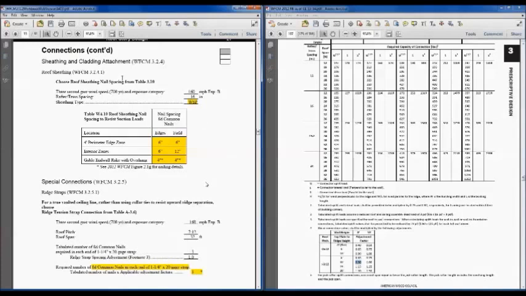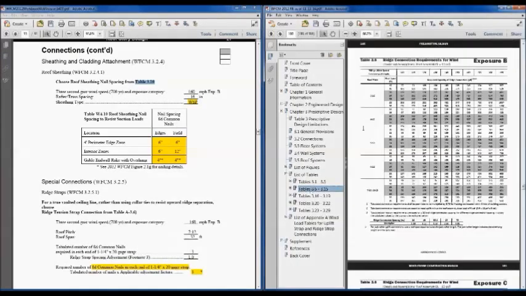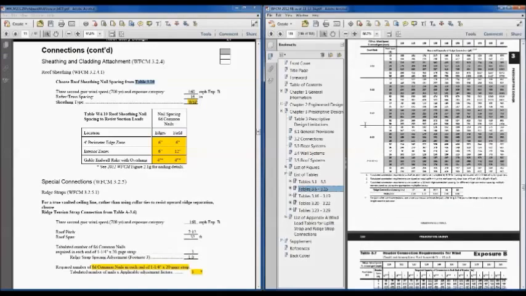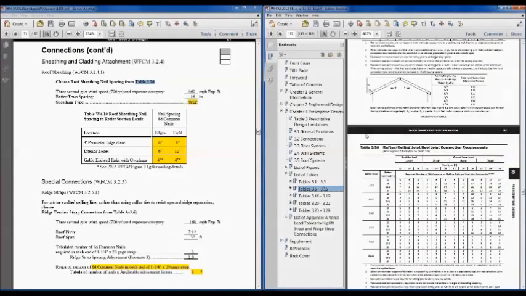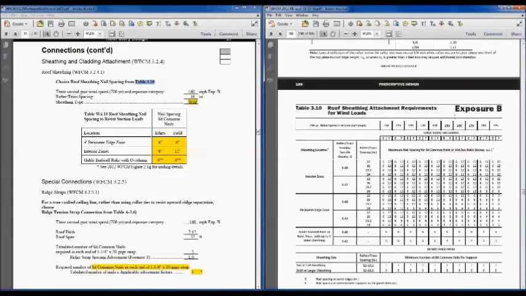Our roof sheathing system is in table 310 of the wood frame construction manual. So let me get there. And these are pretty straightforward tables, just showing what your nailing requirements are going to be.